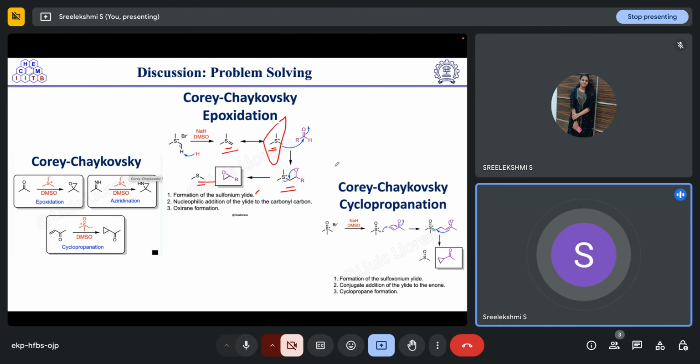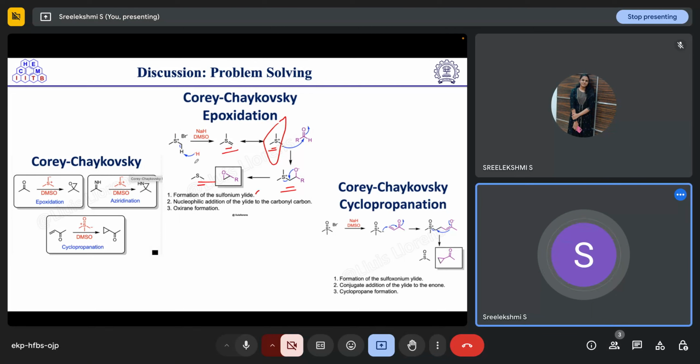Now, if it is Corey-Chaykovsky cyclopropanation, basically it is the same. That is, the halide will be attacking over this alkene. That bond will shift to here, and this will shift to here to form this. Then, when this O minus comes back, this double bond is going to attack the CH2, and this will be knocked out as DMSO. So we will be getting the cyclopropane formation.